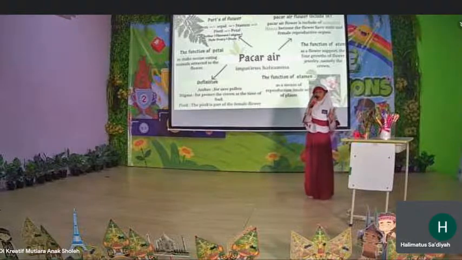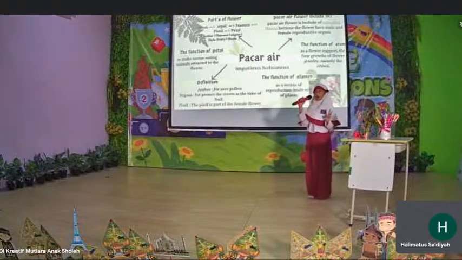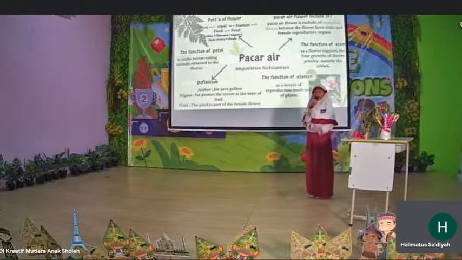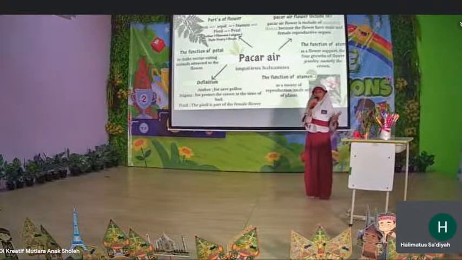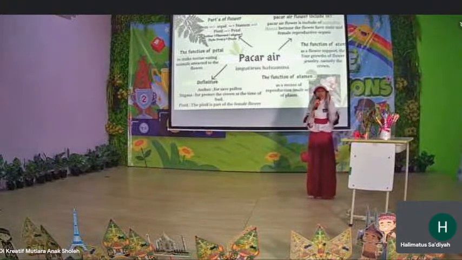And the third, or the last, is the pistil. The function of the pistil is the part of the female flower. Next, I will explain to you about the function of the stem, stamen, and petal. But first, I will explain about the function of the stem. The function of the stem is as a flower support.